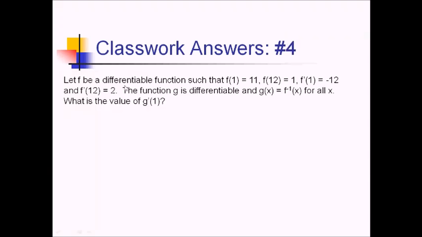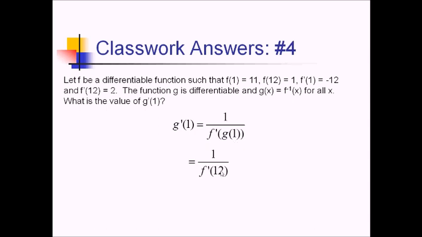For this problem, f is a differentiable function, and we've got all this information about f and its derivative at various values. G is differentiable, and it's the inverse of f. Based off of this, what's the value of g prime of 1? Since we're taking the derivative of an inverse, we use the inverse derivative formula. G prime of 1 is going to be 1 over f prime of g of 1. What is g of 1? Well, that's the input to the f function when the output is 1. We see the output of the f function is 1 when its input up here is 12. So g of 1 is really 12.